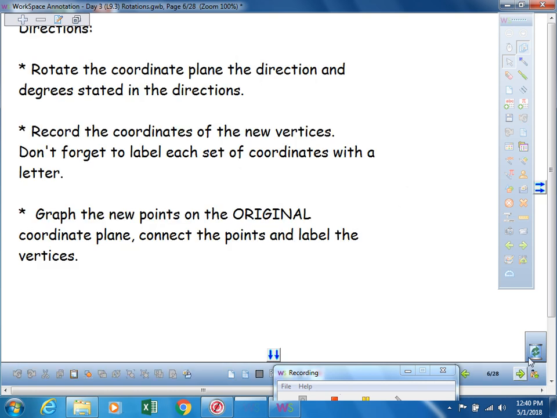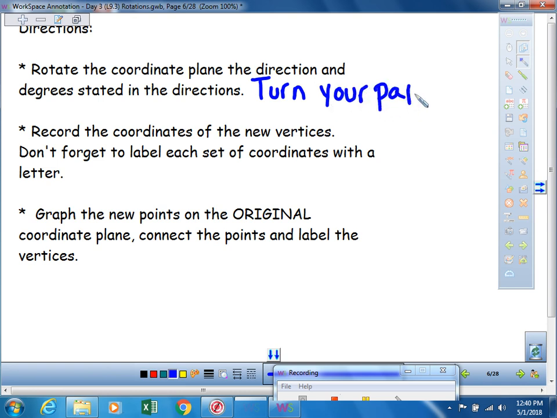All right, so write these down. You are going to rotate the coordinate plane in the direction and degrees stated in the directions. You actually turn your paper. Then you record the coordinates of the new vertices. So while your paper is turned, you're going to record the coordinates. Don't forget to label each set of coordinates with the letter prime.